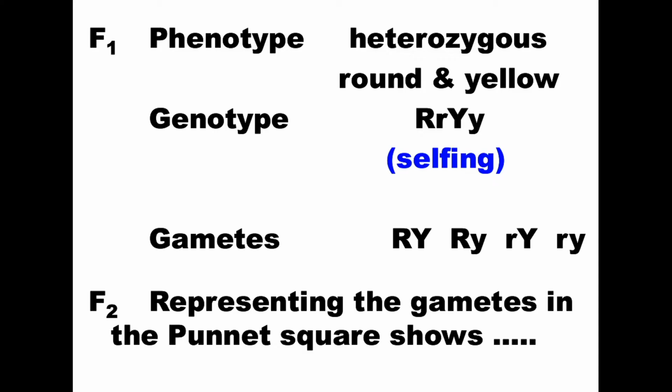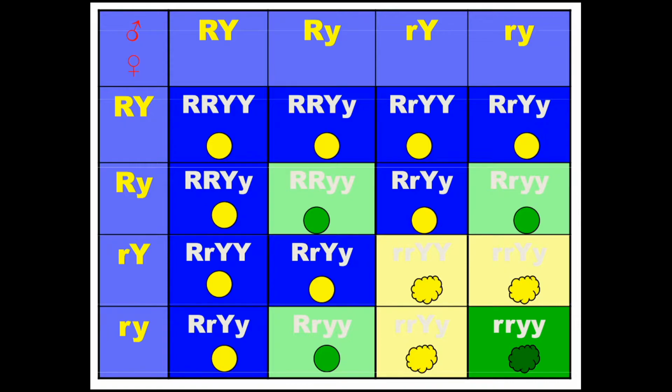Selfing or interbreeding of F1 plants produces F2 plants. F2 generation plants have been shown in the Punnett square. There are male gametes and female gametes, and 16 different types of combinations occur.